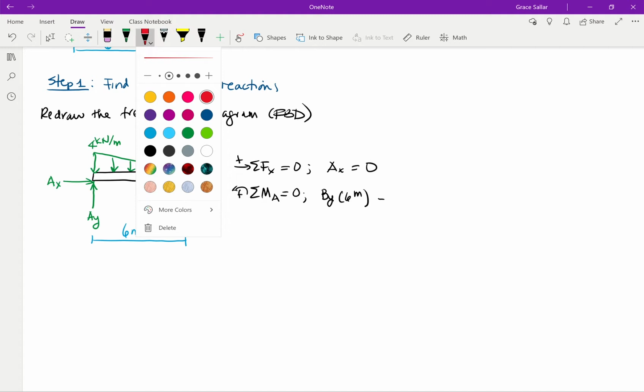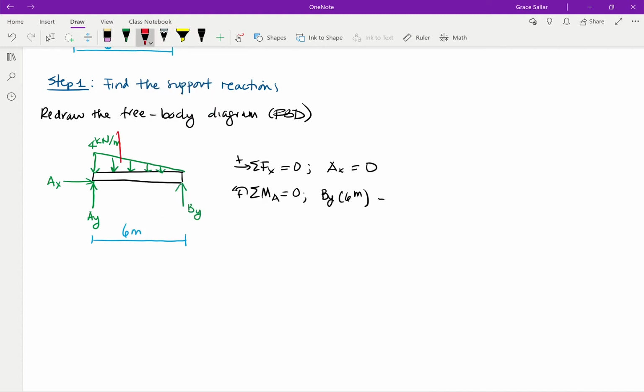We're going to say that since it's a triangular load, it's going to act 1/3 of 6 meters away from point A. So this triangular load, if you're trying to find a point load from it, it's going to be 1/2, because it's triangular, times 4 kilonewton per meter times the distance, which is 6 meters. So if you're trying to do this math, it's going to give us 12 kilonewtons.